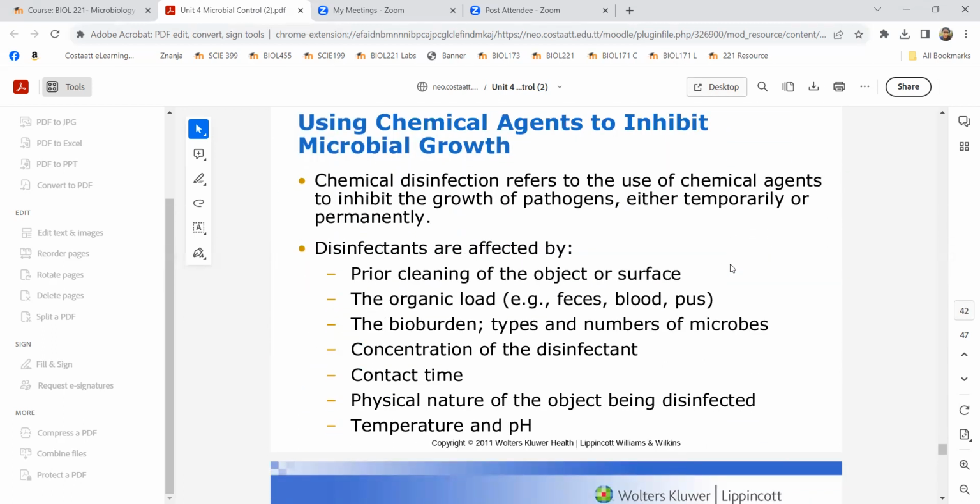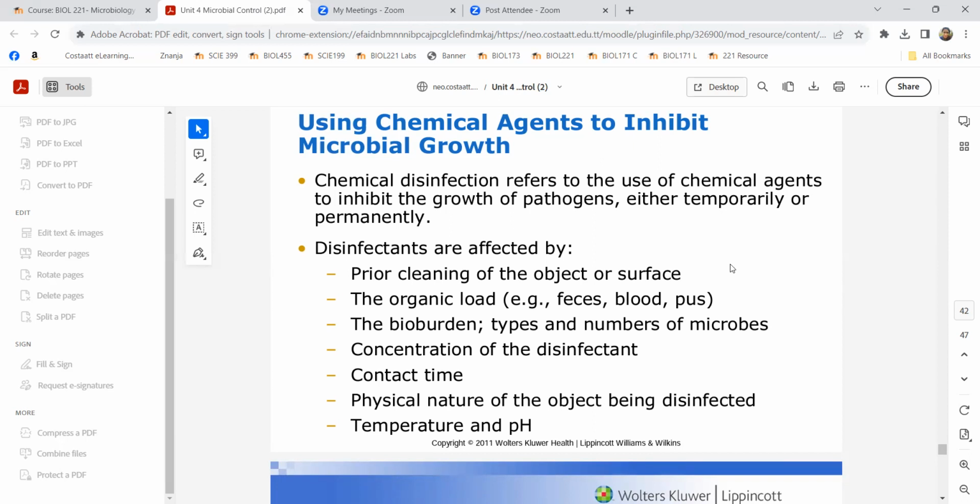Then you can have chemical methods. Chemical disinfection is the use of chemical agents to inhibit pathogens. Disinfectants can be affected by whether or not the surface was clean before, whether or not you're dealing with live organic loads, and the type of microorganism. The concentration of the disinfectant obviously would allow it to be more or less effective.